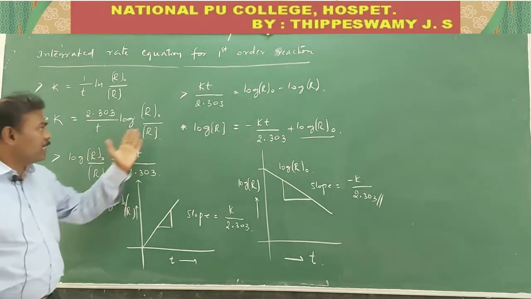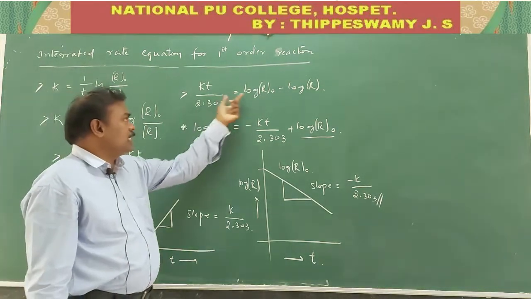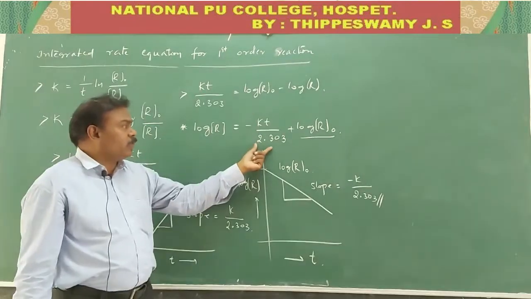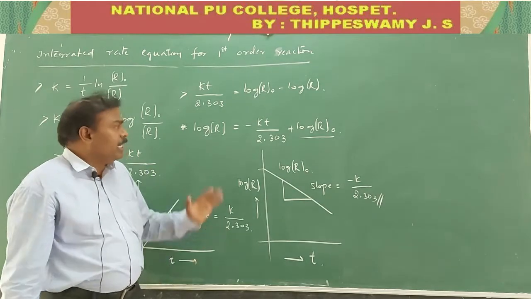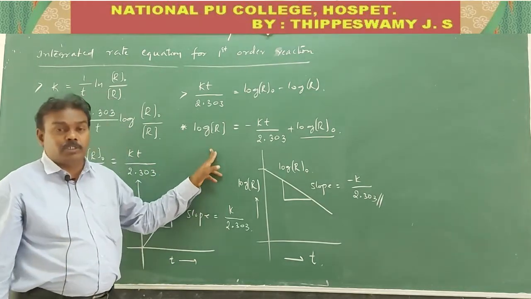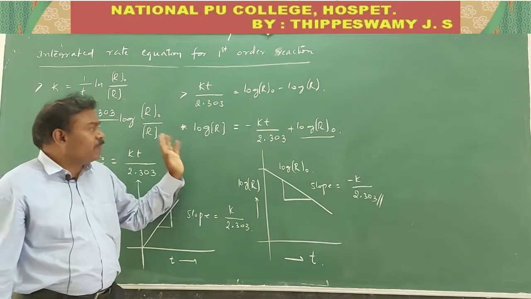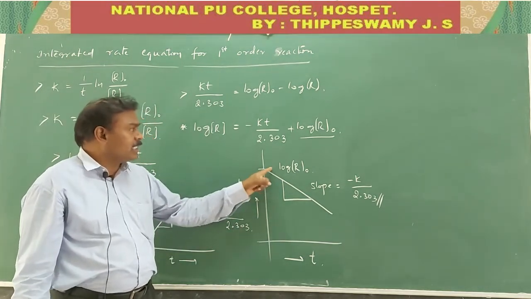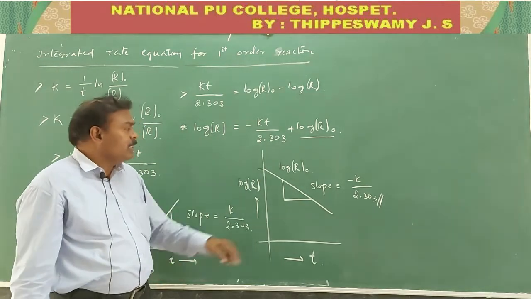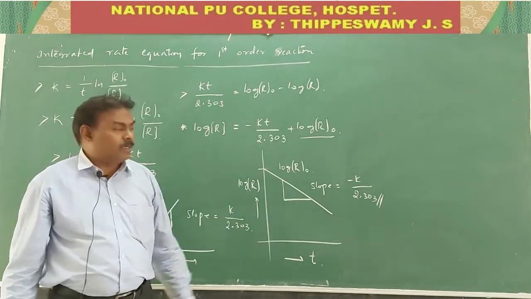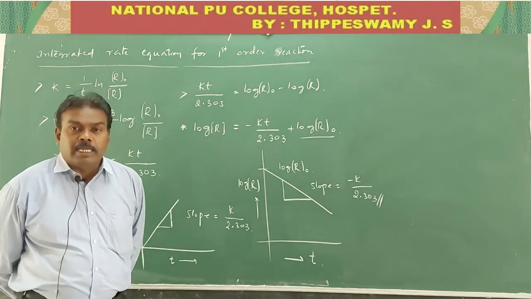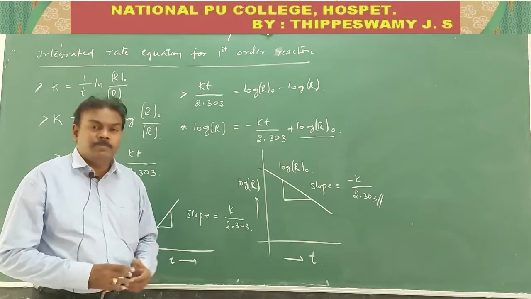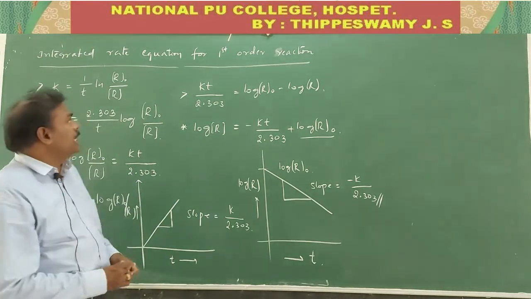Even this form can be written in this manner also. kt by 2.303 is equal to log r0 minus log r. Even log r is equal to what? Minus kt by 2.303 plus log r0. And this equation is also similar to the equation of the straight line. Hence, if you plot a graph of log r against t, you are getting what? That is y-intercept, that is log r0 only, and the slope of the straight line is equal to what? Minus k by 2.303.